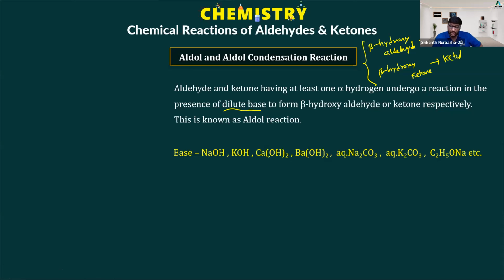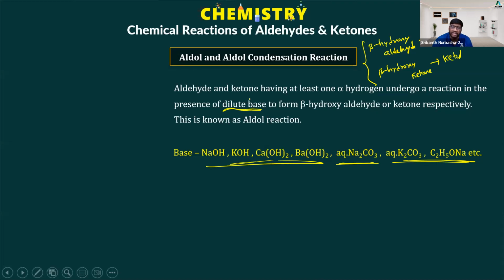And what type of base do you have to choose? NaOH, KOH, Ca(OH)2, Ba(OH)2, aqueous Na2CO3, aqueous K2CO3, C2H5ONa. These are the respective bases which you can choose. And if you look at the reaction carefully, aldehydes and ketones having at least one alpha hydrogen undergo reaction in the presence of a dilute base.